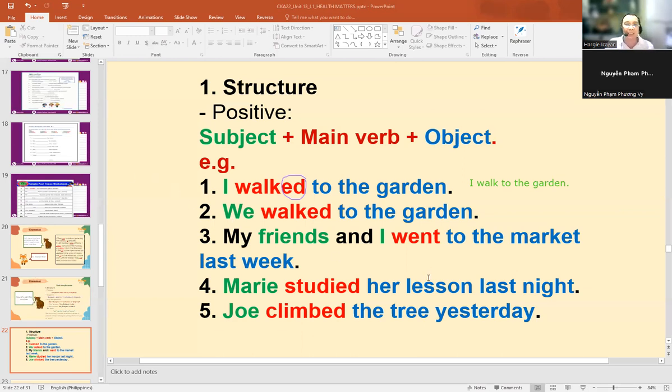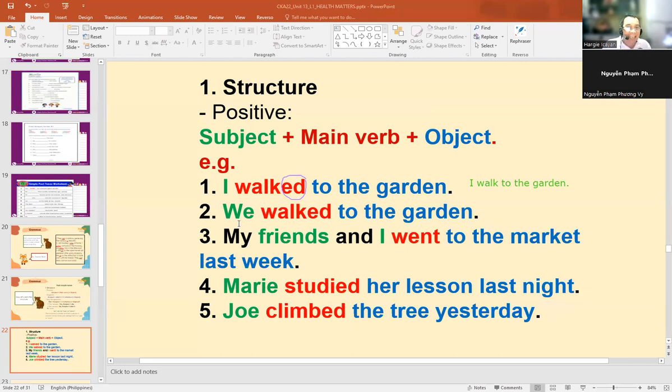Second sentence. Can you read it for me, please? We walked through the garden. Yes. Okay. So what's the subject? What's the subject? We. What's the main verb? What's the main verb? Walked. Okay. Now, question.